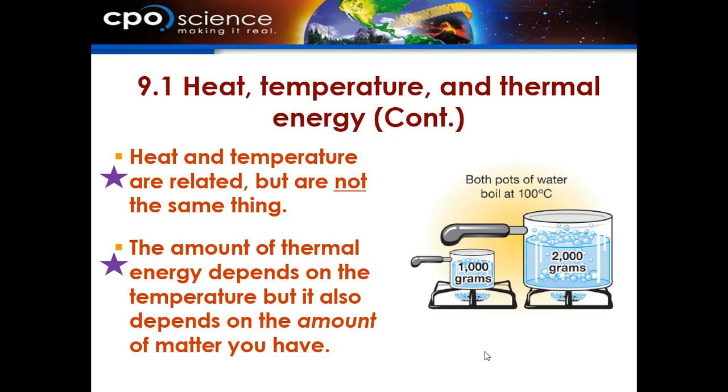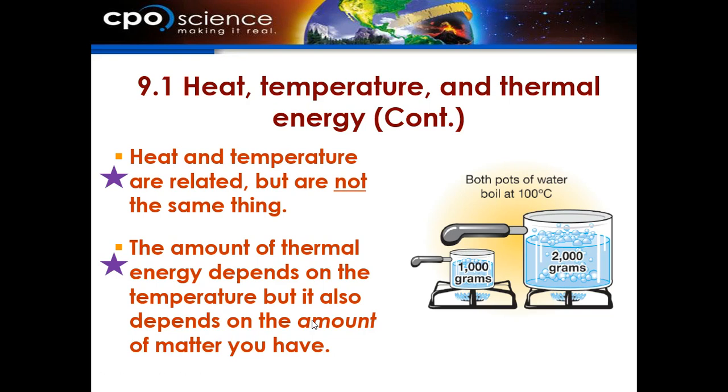The amount of thermal energy depends on the temperature, but it also depends on the amount of matter you have and the type of matter that you have as well. These are both starred because they are both important. Heat and temperature are related, but not the same thing. The amount of thermal energy depends on temperature. It also depends on the mass. It also depends on the type of matter.